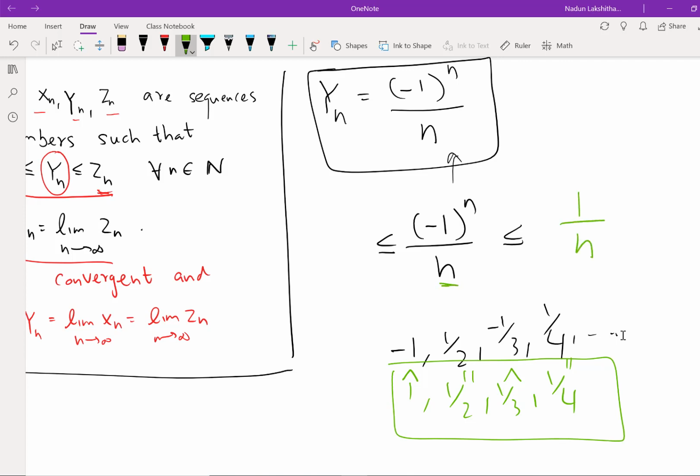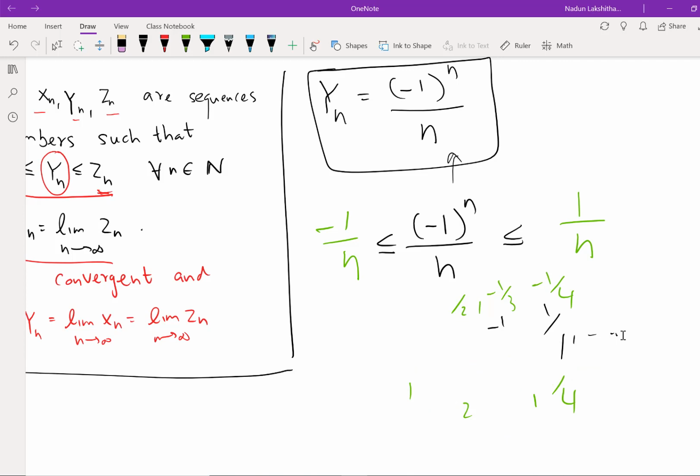What is the new sequence? 1 over n. How about a smaller sequence? Well, how about -1 and -1/2 and -1/3 and -1/4? Either they are the same or smaller, right? So this sequence is -1 over n. So the two sequences are 1 over n and -1 over n. -1 over n is smaller than or equal to (-1)^n over n, and 1 over n is larger than or equal to the given sequence. So we found both boundary sequences.